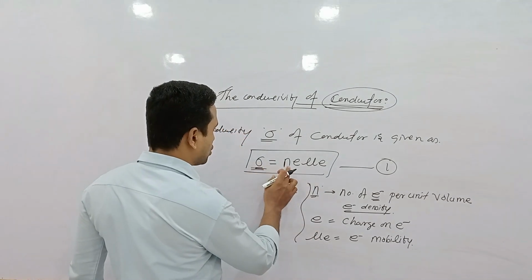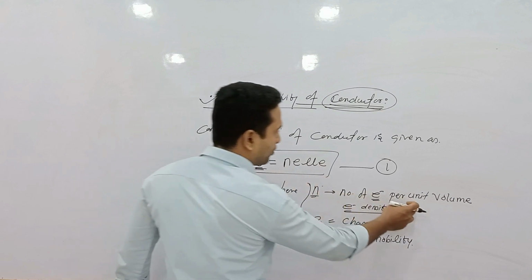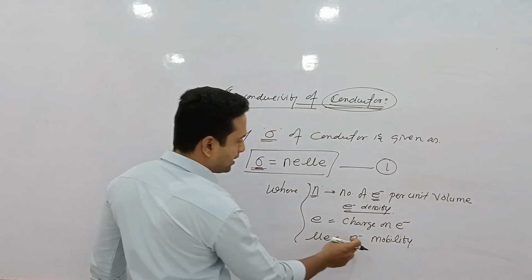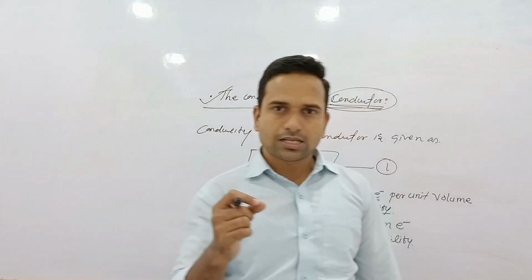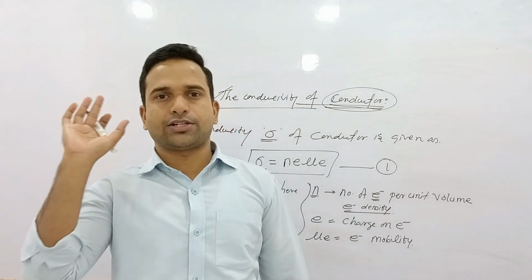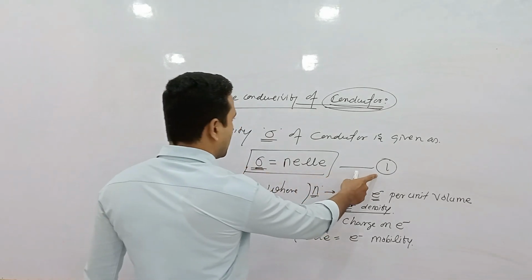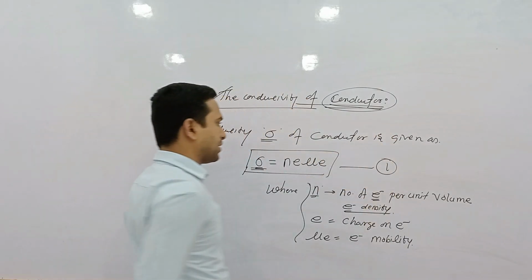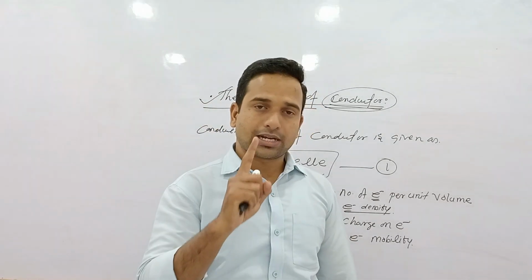That is, sigma is equal to n e mu e, where n is the electron density, the number of electrons per volume, e is the charge on electron, and mu e is the electron mobility. Then what is mobility? Boss, mobility means how quickly an electron is available for conduction, right? It's called mobility. So this is equation number 1, the equation for conductivity sigma of a conductor. Now our target is to determine the conductivity of semiconducting material, right?